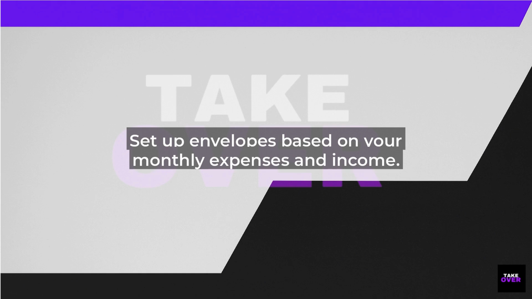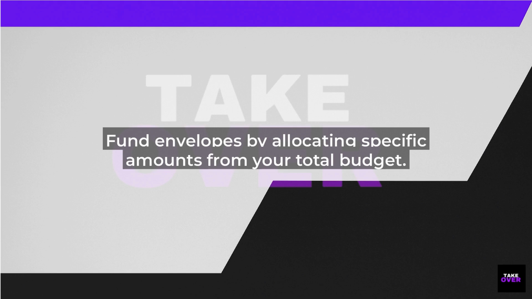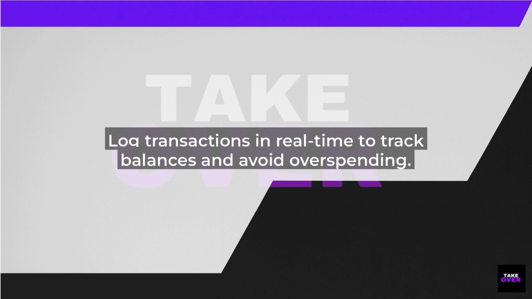Goodbudget will let you fund your envelopes, meaning you assign specific amounts from your total budget to each one. This step is crucial because it shows you exactly how much you can spend in each category. As you go about your day, track your spending by logging transactions directly in the app. Goodbudget updates your balances in real time, so you'll get alerts if you're nearing your limit. It's like having a personal financial watchdog.